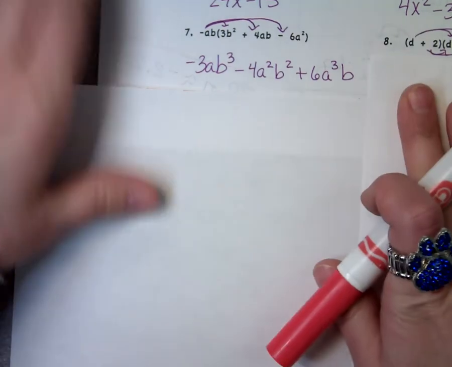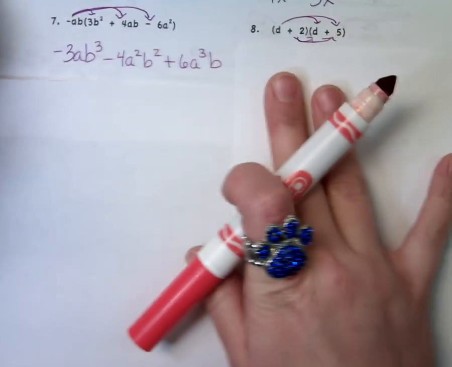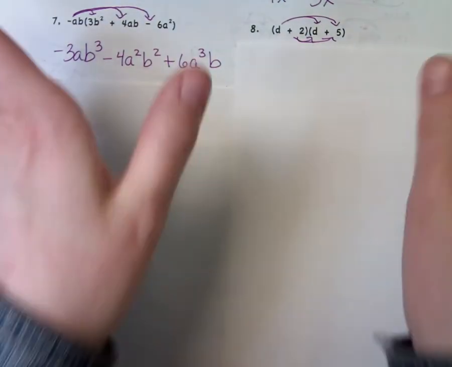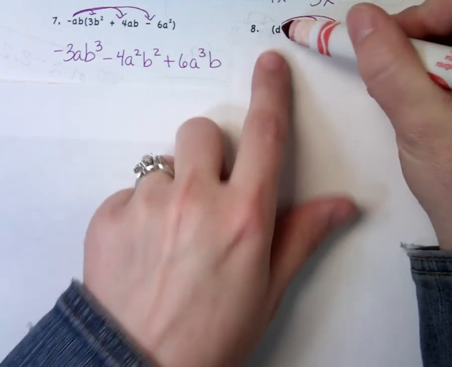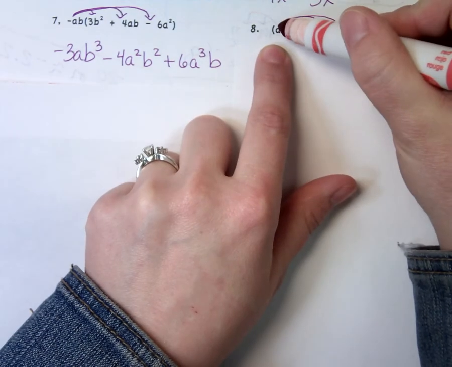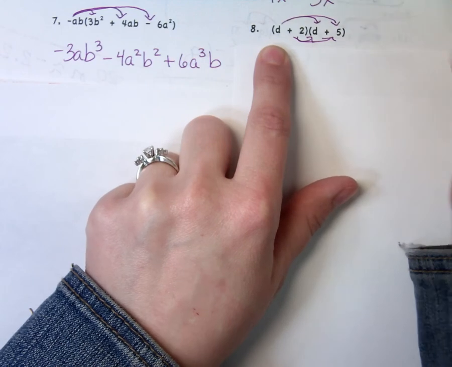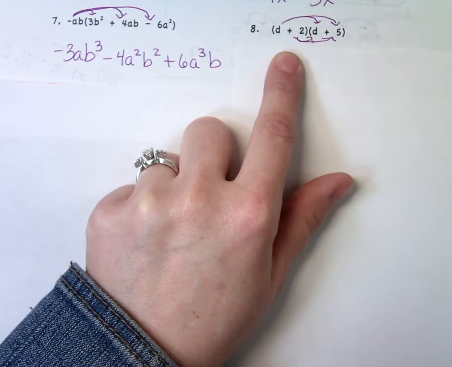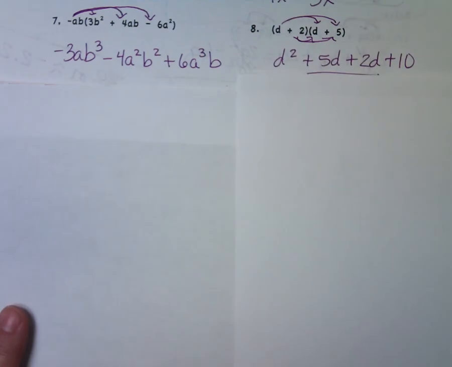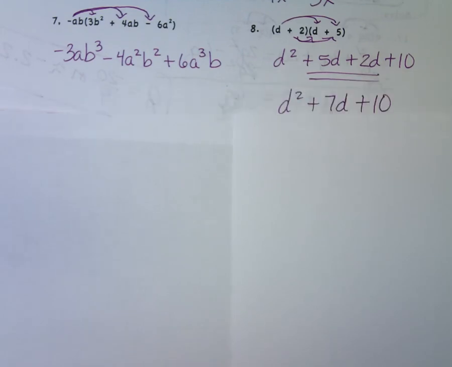Okay, number 8. Since these parentheses are smushed together, I know that I am multiplying, so I'm going to double distribute. I'm going to distribute the d with both things in the back set of parentheses and distribute the 2 with both things in the back set of parentheses. And when I do that, I come up with this. And then I can combine the 5d and the 2d there in the center to give me a 7d.